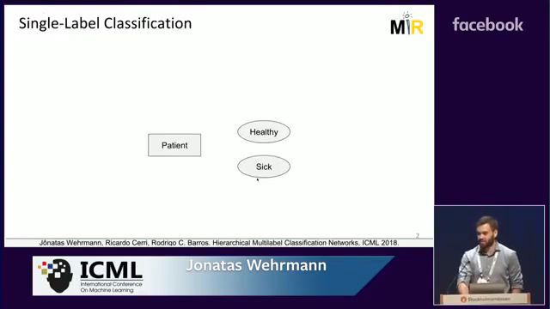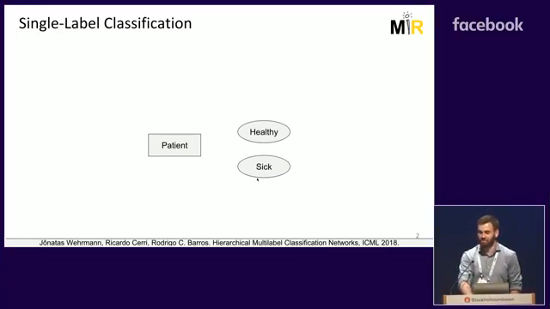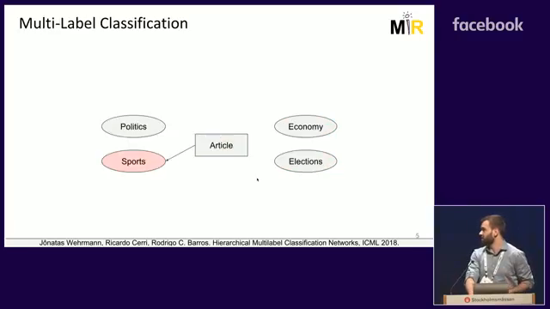So let's get started talking about single-label classification, which is a very basic task. I'm pretty sure that everyone in this room knows it very well. So in this single-label classification task, the classifier must learn to predict between distinct classes. So for example, if a patient is healthy or sick, so it's very simple.